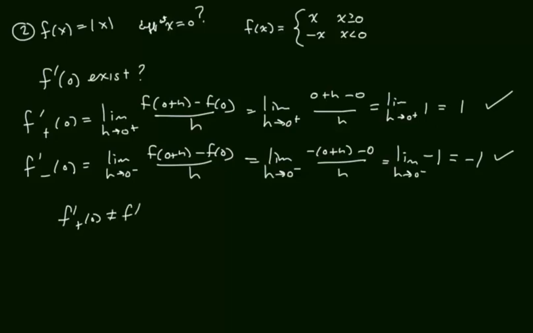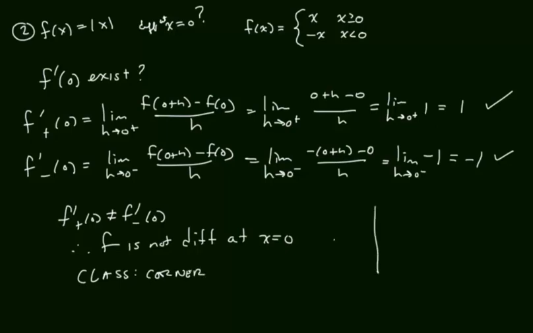These two are not equal. Therefore, f is not differentiable at x equals 0. The classification is a corner. The graph of this is the good old-fashioned absolute value V-shape. The slope is approaching -1 from the left, and from the right it is approaching +1.